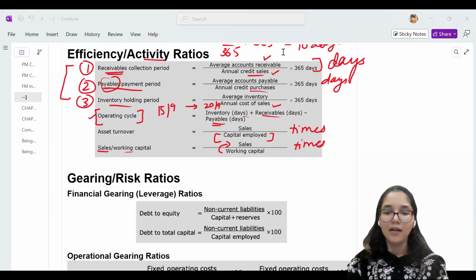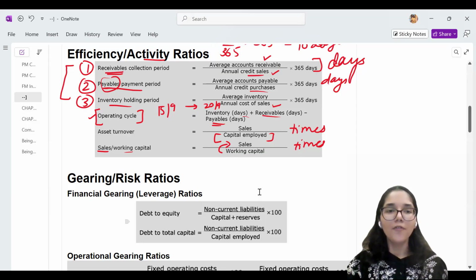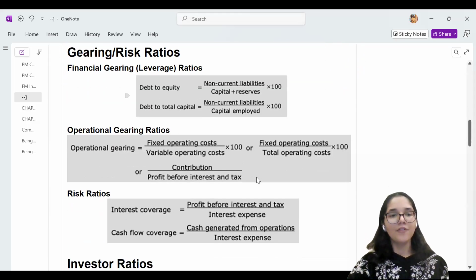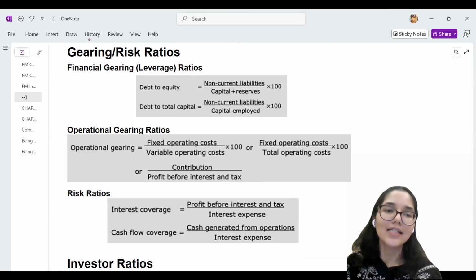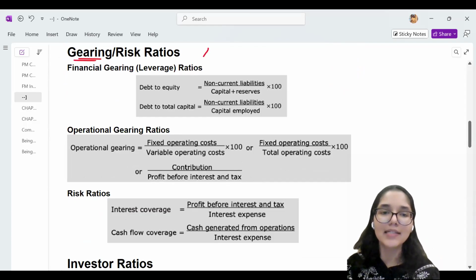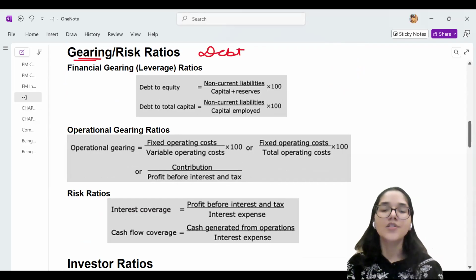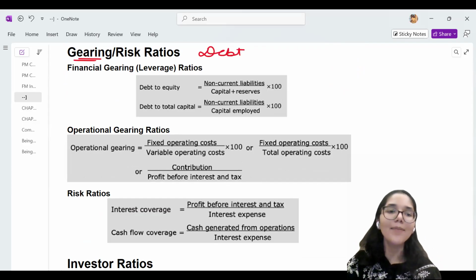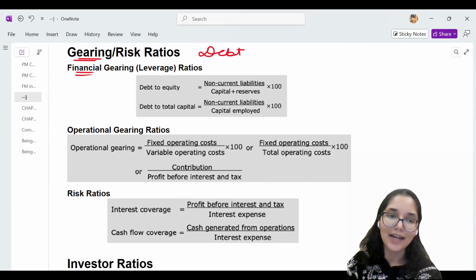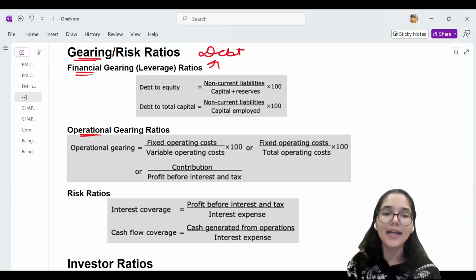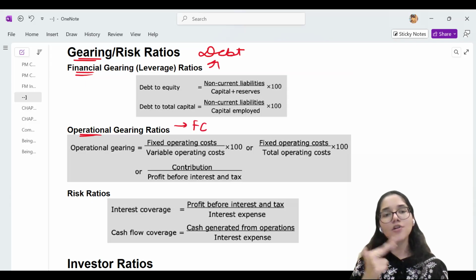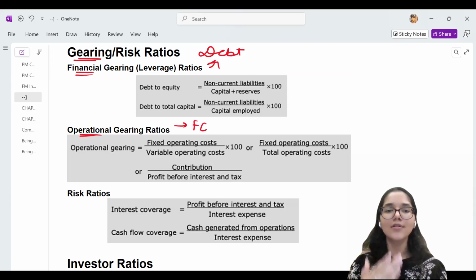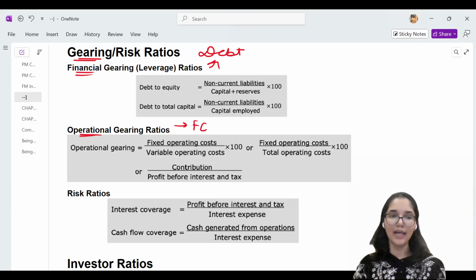Okay. So I will move forward now to the next category of ratios, which is the gearing or the risk ratios. Gearing, what does this term represent? Gearing basically means debt in a company. So gearing can also be of two types. There is financial gearing, which actually means debt. Another is operational gearing, which is actually about the fixed costs in the business. So the gearing is of two types. That is why the ratios also we have further divided into two types.